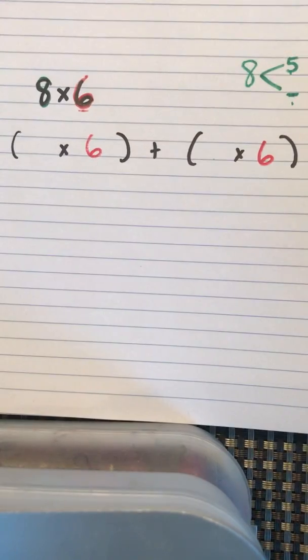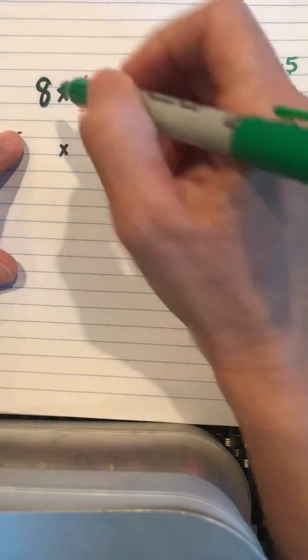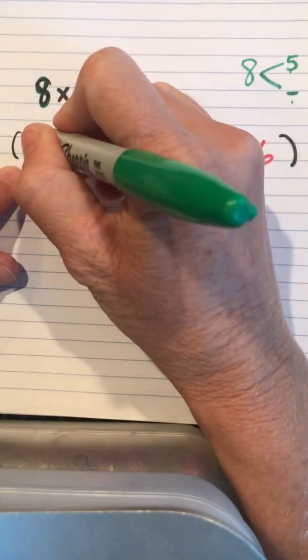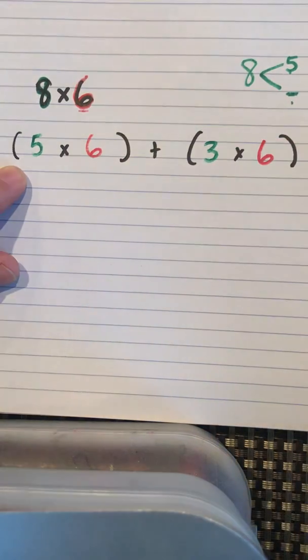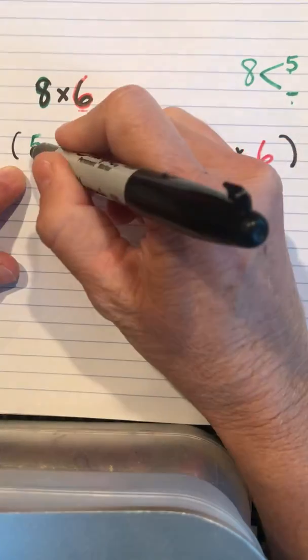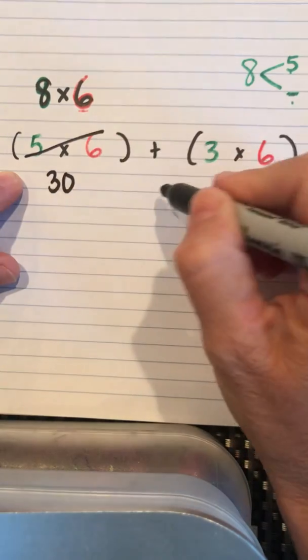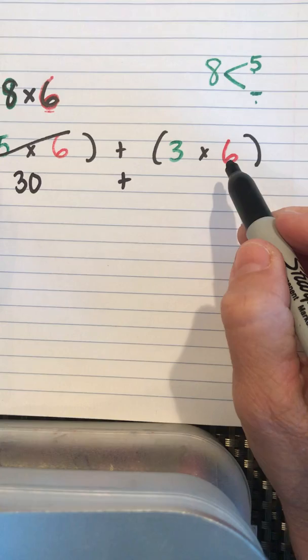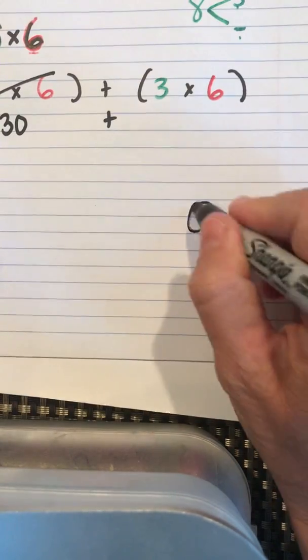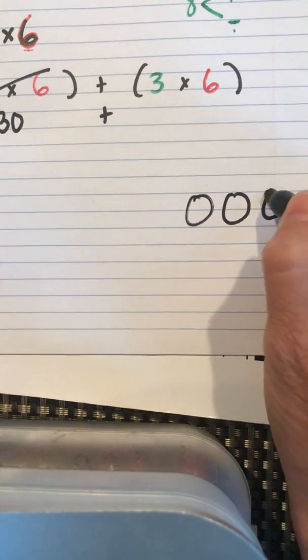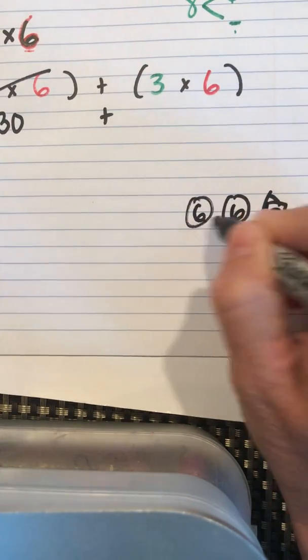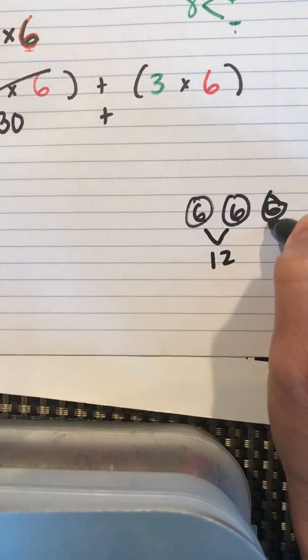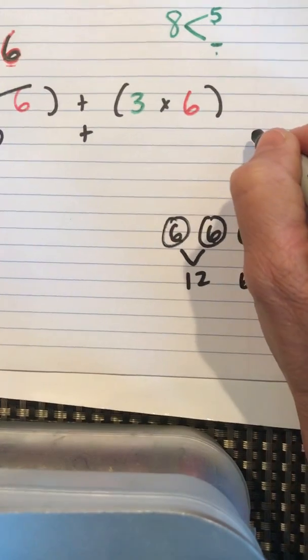So pause the video and try it. Okay, hopefully you've come back. You probably broke up your 8 into 5 and 3. So 5 times 6 is 30. 3 times 6, you need to add 6 plus 6 plus 6, right? So 2 groups of 6 is 12, plus 1 more group. You can work it off to the side.